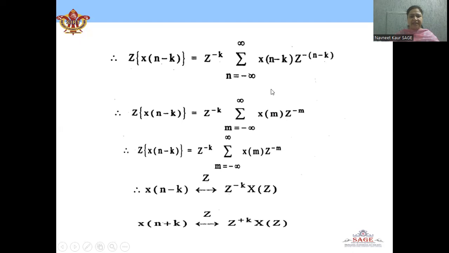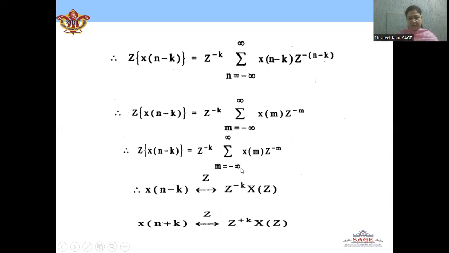Now n minus k I have taken as m. So if n is minus infinity, m will also be minus infinity. If n is plus infinity, m will also be plus infinity. So these will be the new variable limits, and x m z raised to power minus m. Now if I see this summation sign, this is actually the formula for the z transform of signal x, and we have already discussed that this z transform is X(z). So z raised to power minus k X(z).